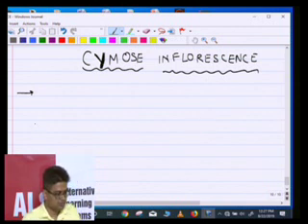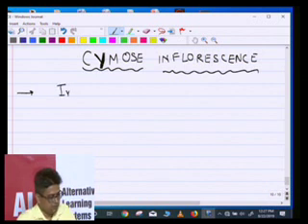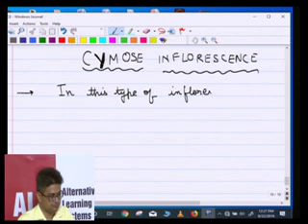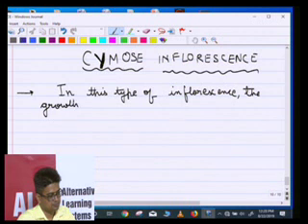Cymose inflorescence. In this type of inflorescence, the growth of the flowering axis is definite.